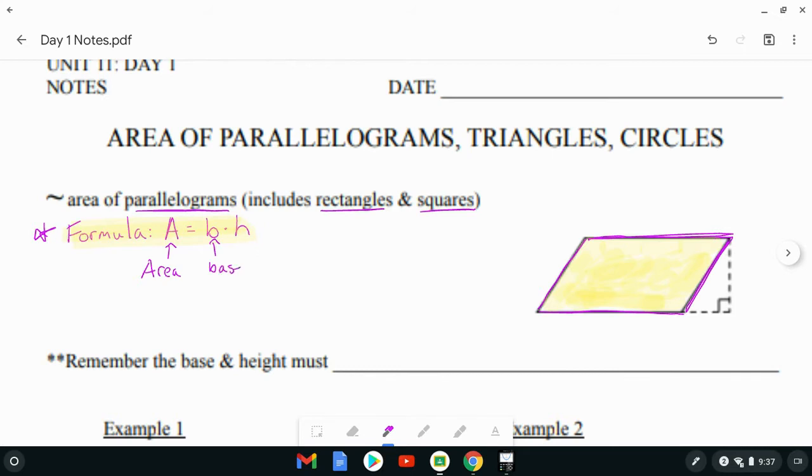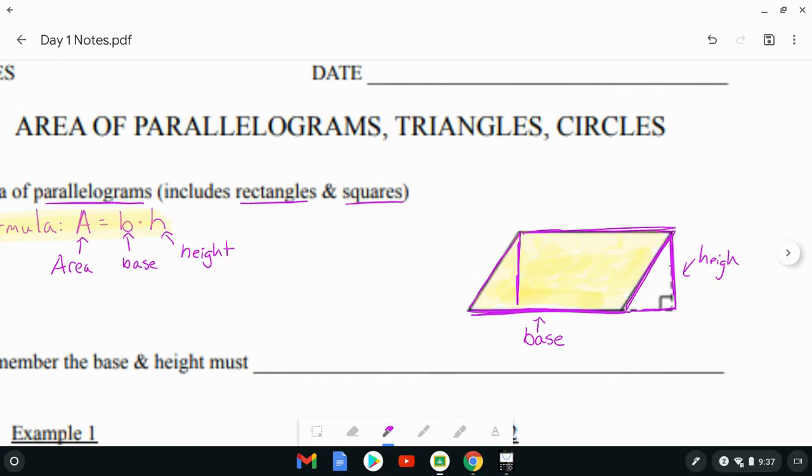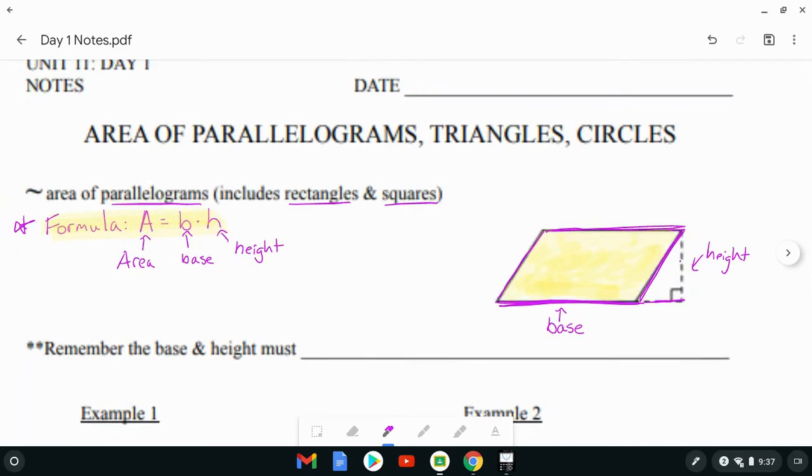B is the base, which over here, that is one of the sides of your shape. So we got the bases right here. And then the height, that's what the H stands for. The height is the vertical distance from the side that it's across from. Okay, that's why we have this over here, because if we extend these sides, this height creates a 90-degree angle with our base, right? So whether it's inside the parallelogram or outside the parallelogram, we want to know that distance from one side to the other, okay?